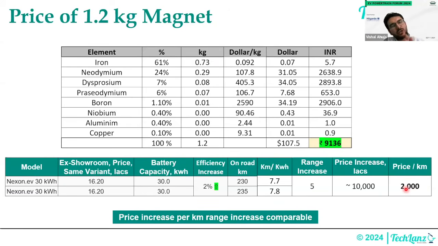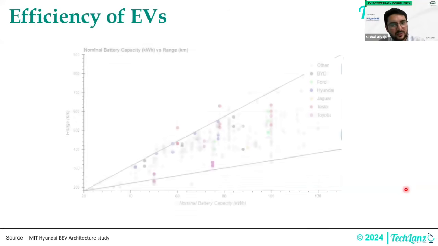So it's not always necessary that you keep on increasing your battery capacity to increase the range of the vehicle. You can still do it by changing other parameters. You can improve the overall vehicle efficiency. This is what people do, right?